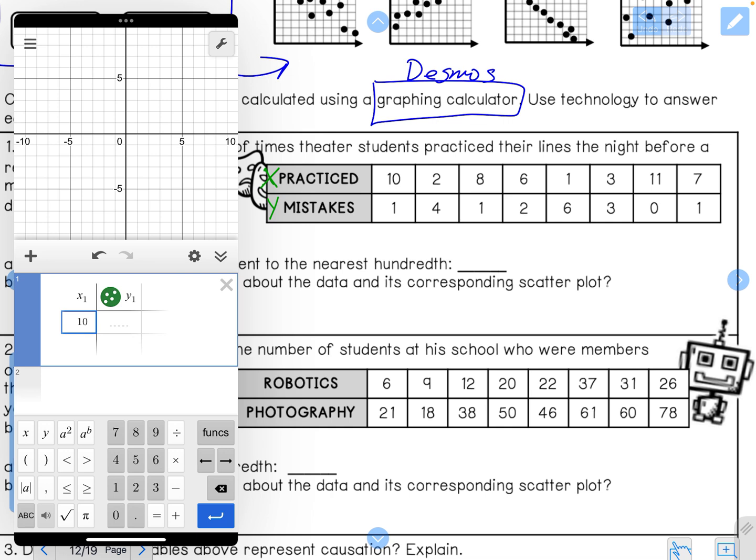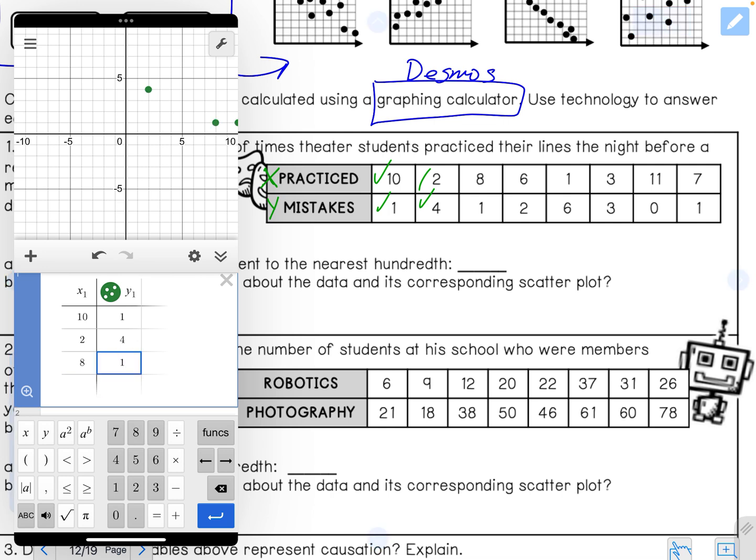So my X value is 10, my Y value is 1. So I've got 2, 4, 8, 1, 6, 2, 1, 6, 3, 3, 11, 0, and then 7, 1. Okay, so I've got all my data in my table.